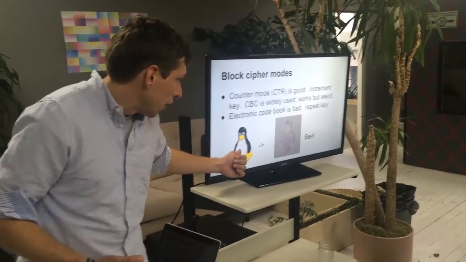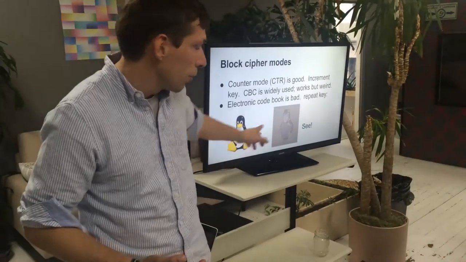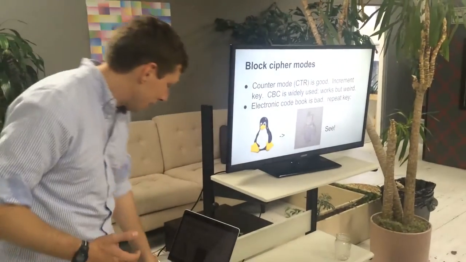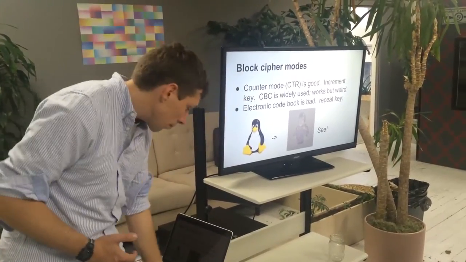Oh yeah, here's an example of electronic codebook, where you have the little Linux penguin guy, and you encrypt it with ECB, and you can still see the penguin. It doesn't work. If you encrypt it with counter mode, it's just total noise.